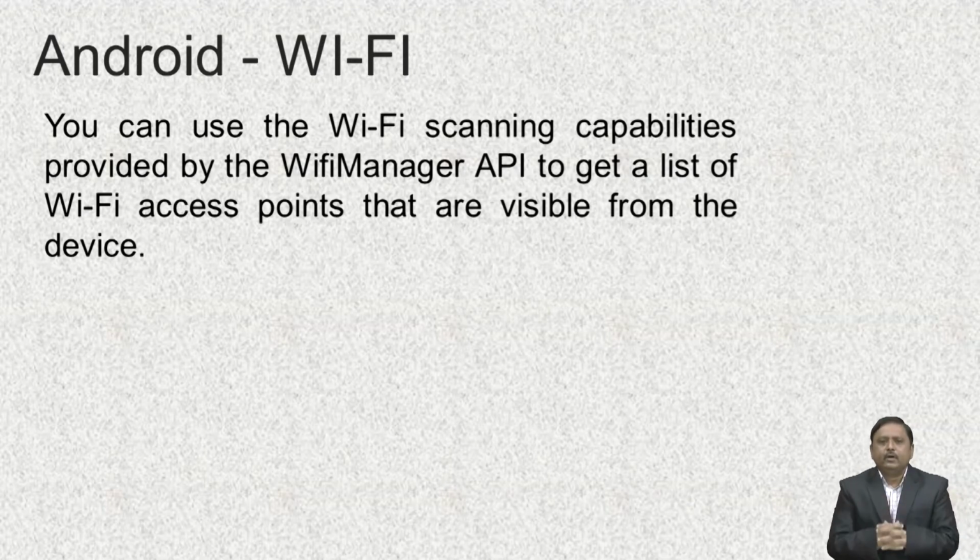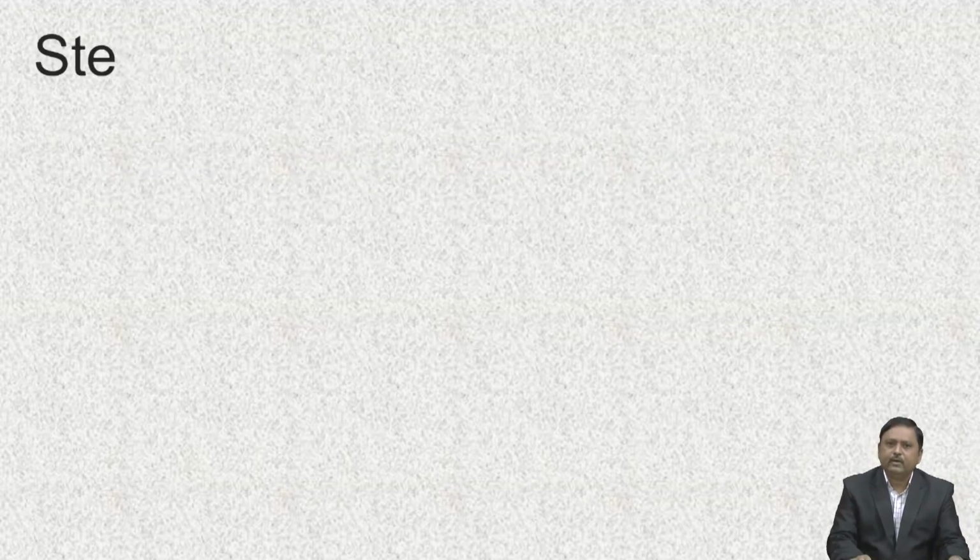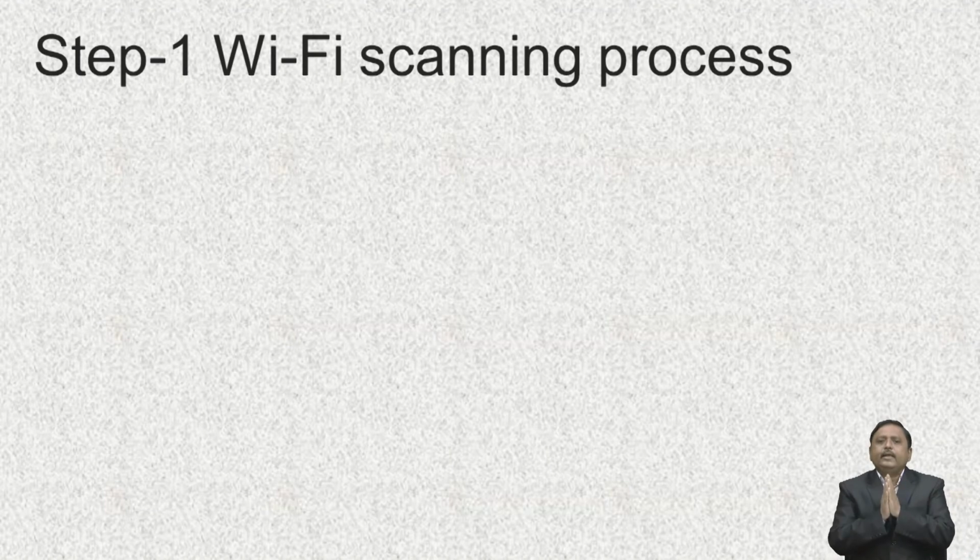The next topic we want to discuss is Android Wi-Fi. You can use the Wi-Fi scanning capabilities provided by the WifiManager API to get a list of Wi-Fi access points that are visible from the device. Now, your phone has an inbuilt app for the Wi-Fi scanning process. But if you want to implement this functionality inside your app, then you have to implement the Android Wi-Fi scanning process. So basically, there are 3 steps involved in the Wi-Fi scanning process.